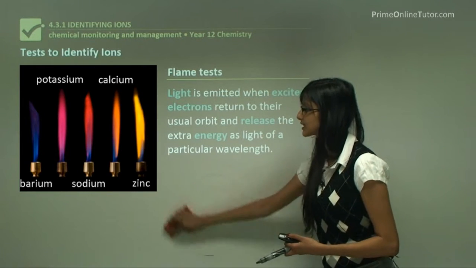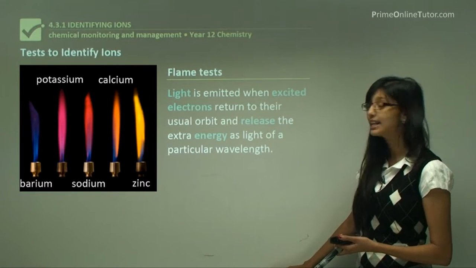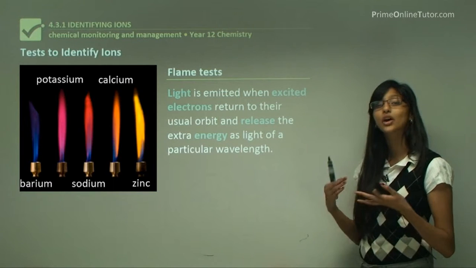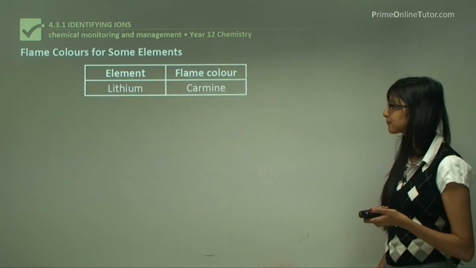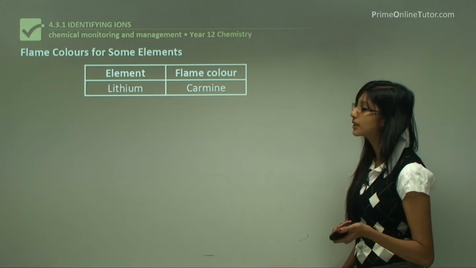As you can see in the diagram, barium will have a blue light, sodium will have a red light, and calcium will have an orange light. So every single element has its own distinct type of light when put in a flame. Now let's look at what sort of light different elements produce.